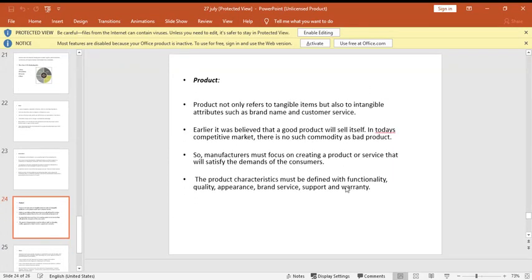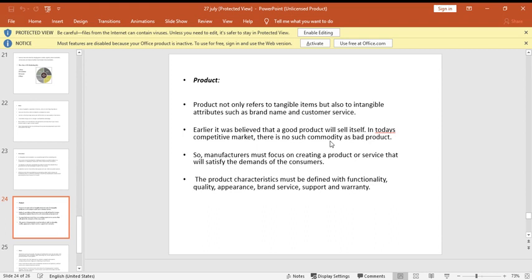Then about product. Product not only refers to the targetable items but also to intangible attributes such as brand name and customer service. So how are we going to buy the product? Directly we won't buy. By seeing the brand only we are going to purchase.